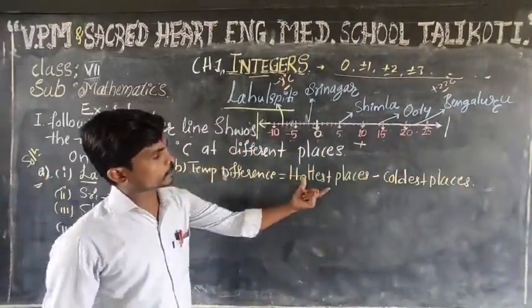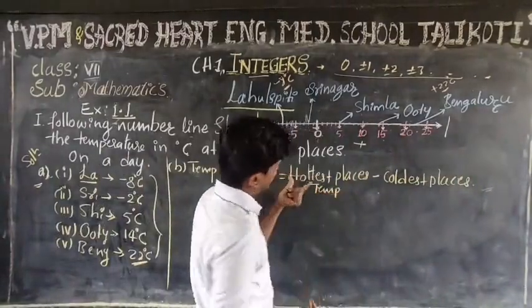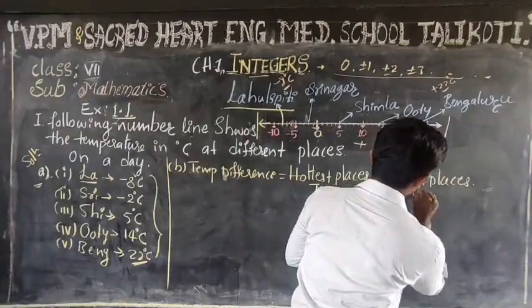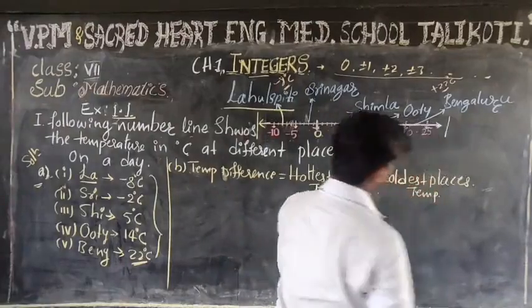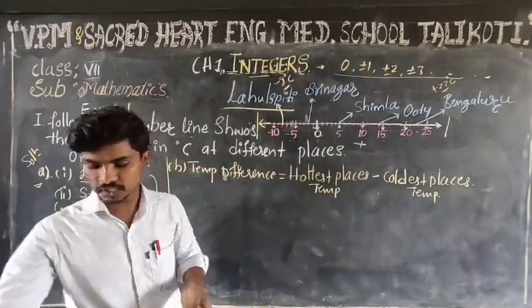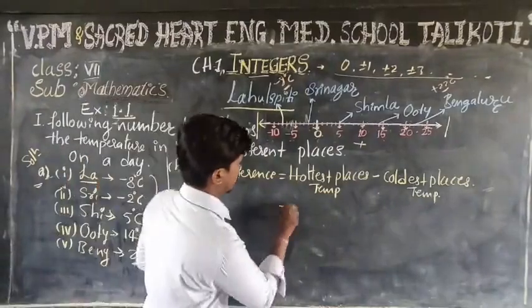Which is the hottest place temperature? Hottest place temperature minus coldest place temperature. Because our answer writing form is like this only. That's why I am mentioning these steps. Now, coming to substitute the value and simplify.